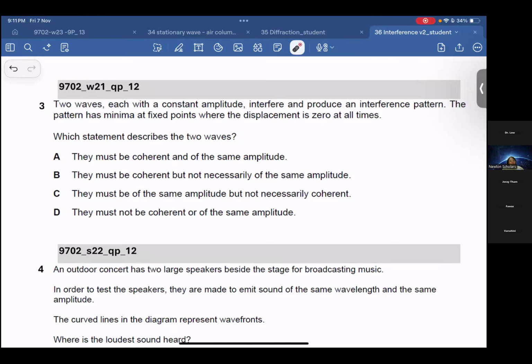Two waves of constant amplitude interfere, producing an interference pattern. The pattern has a minima. Ask yourself, is minima constructive or destructive? They already told you that the displacement is 0 at all times at the minima. So constructive or destructive? How do you produce the constructive or destructive interference pattern?